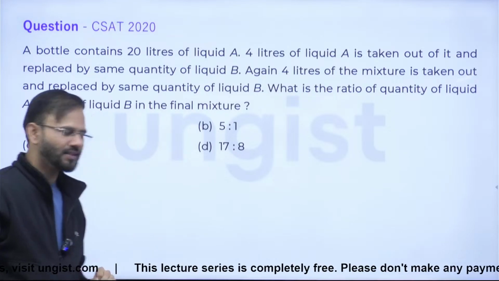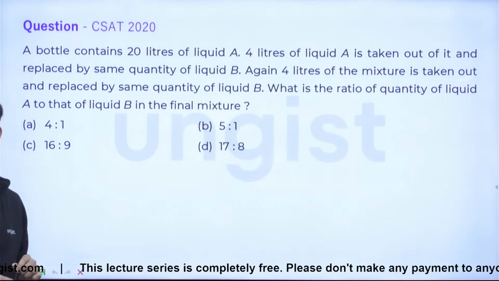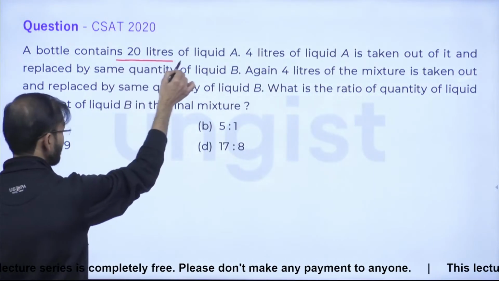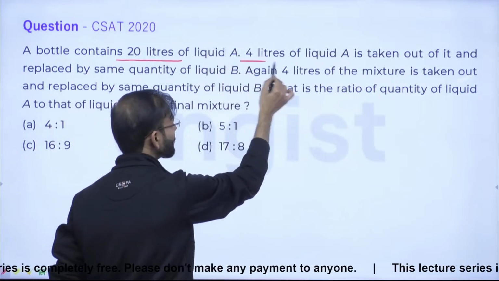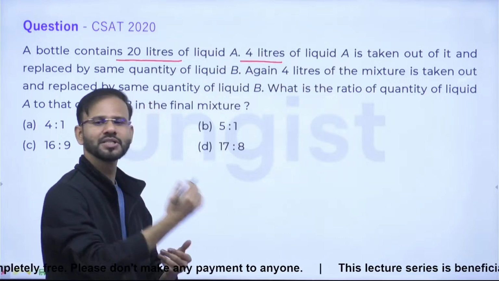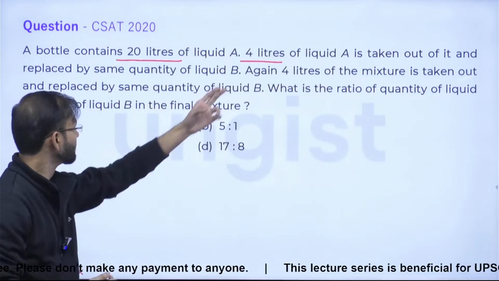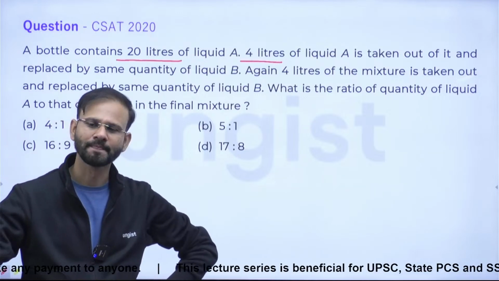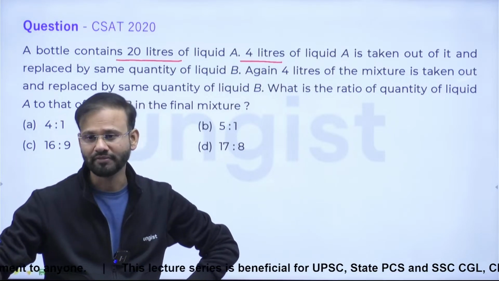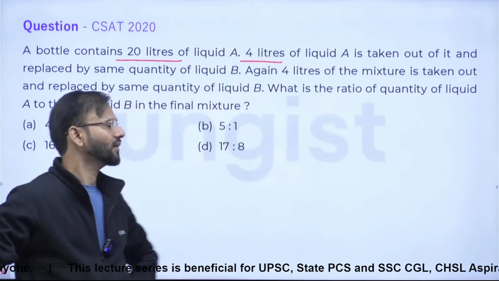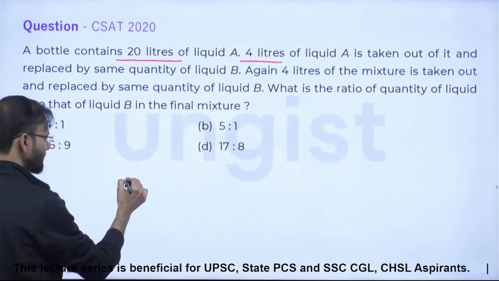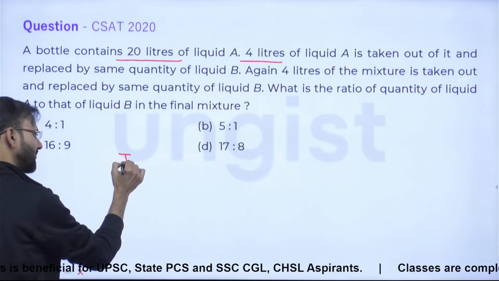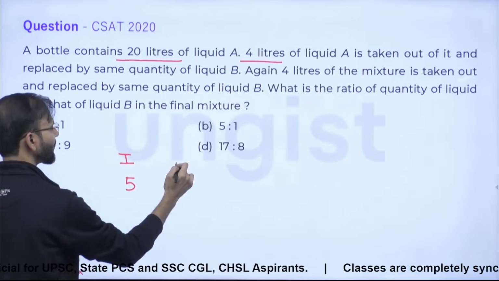Correct? So guys, just tell me one thing. A bottle contains 20 liters of liquid A. 4 liters of liquid A is taken out and replaced with water. Guys, 4 liters with respect to 20 is what? 1 by 5. Right? So initial quantity we will assume as 5, right? Initial quantity we will assume as 5 and final quantity will become what?